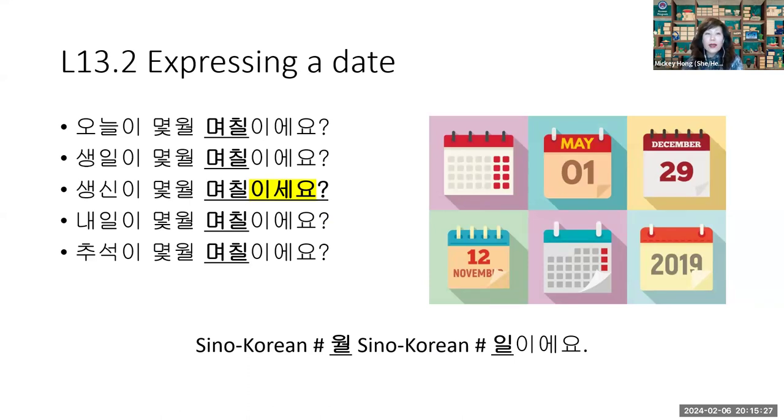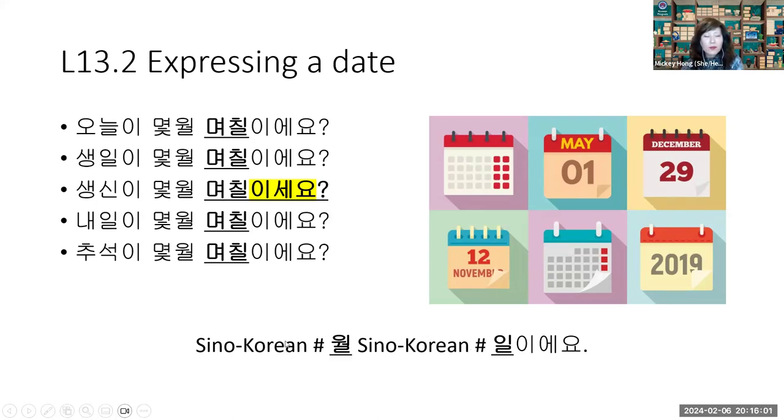So then how do you express dates? Very simple. Instead of names for each month of the year, we just go by Sino-Korean numbers. January is simply the first month. February is the second month. And December is the 12th, the last month. Unlike telling time, in which the hour is native Korean and the minute is Sino-Korean, both are Sino-Korean for dates.